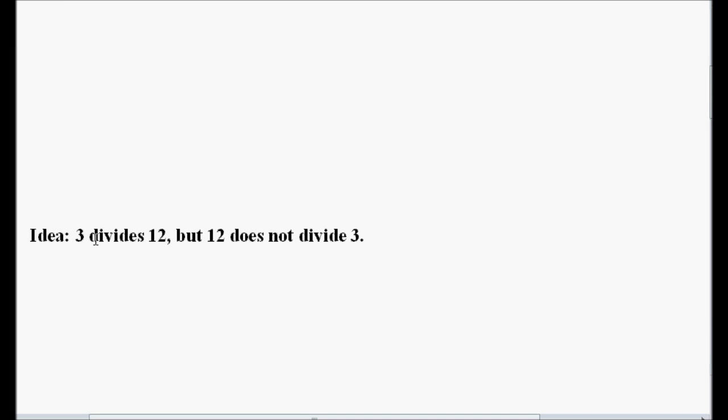Here A divides B, 3 divides 12, but B does not divide A. And clearly B does not divide A because B is bigger than A. So if A divides B and B divides A, it can't be that one is bigger than the other. So the only way this can happen is if both are the same size.